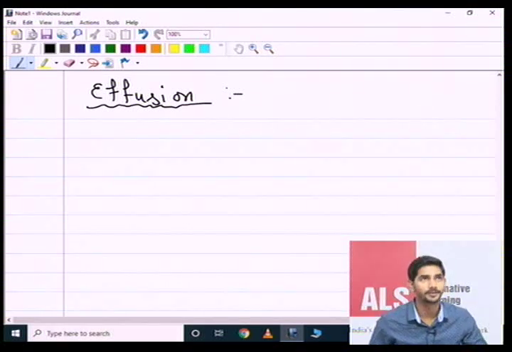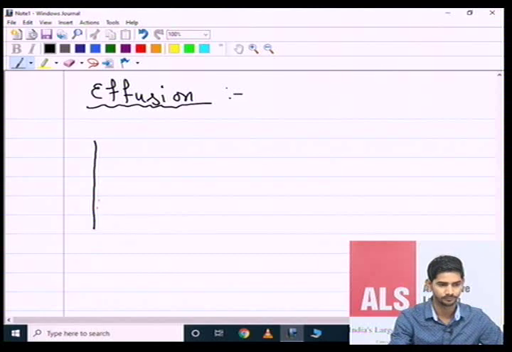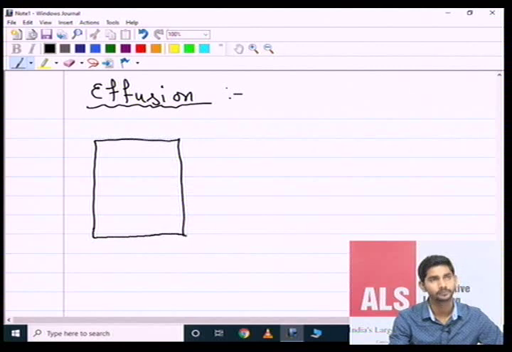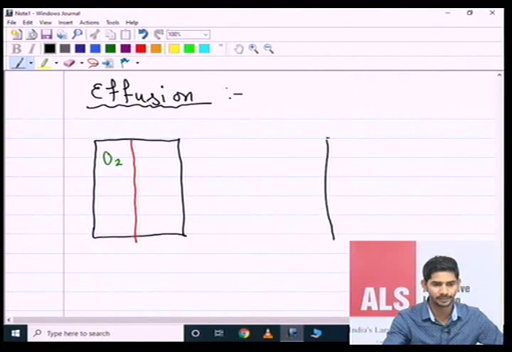Okay, let me tell you. I'm telling you the two scenarios. Here we have got O2 gas. The right side is blank, as in it is vacuum. Nothing is there.